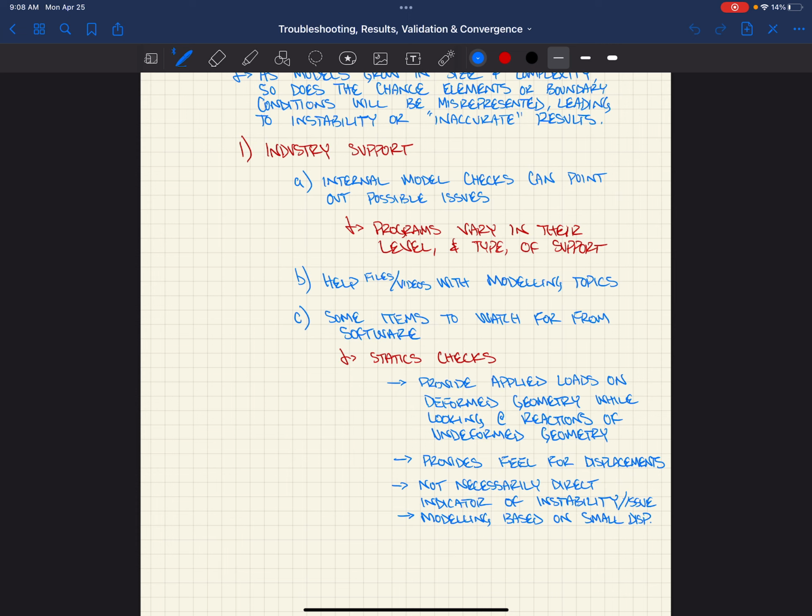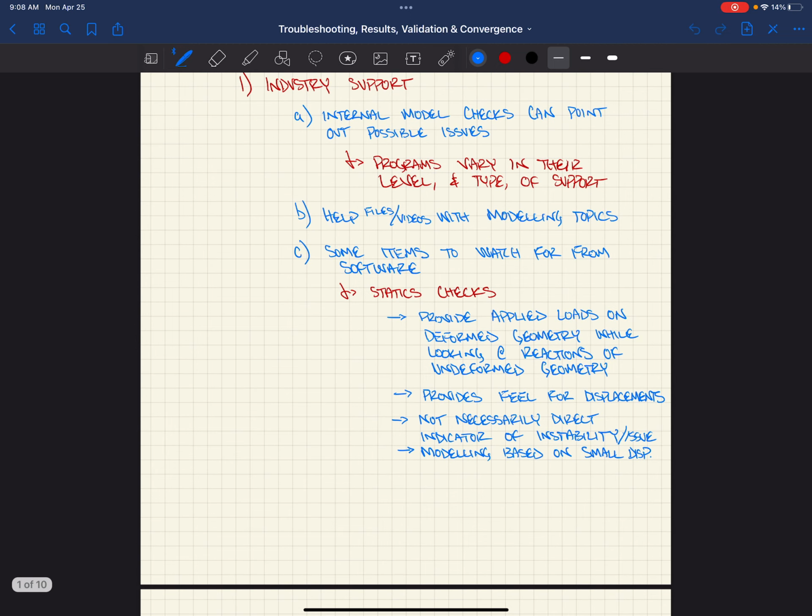We said that VA is not iterative, and it's not. But what it does here is it's just checking. It gives you an indication of the relative magnitude of displacements. If your model displaces a long ways, it's essentially giving you, okay, you might have some P delta issues. You might have quite a bit of displacements. So it gives you a feel for displacements. It's not necessarily a direct indicator of an instability issue, but it gives us some relative sense of the overall displacements, and whether or not P delta is going to be affected.